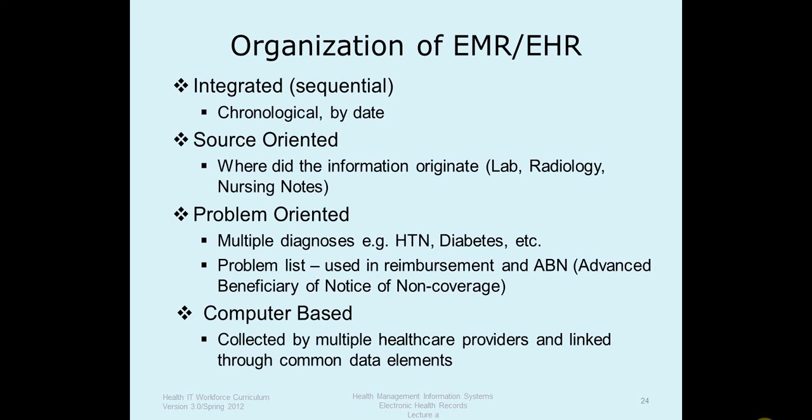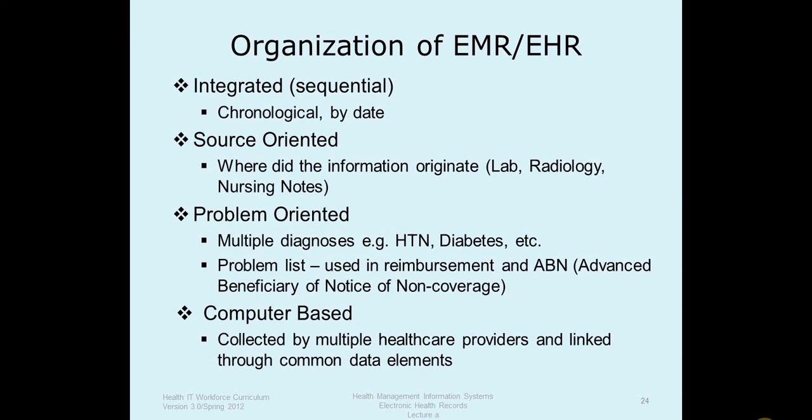So we're going to organize it by lab, by radiology, by the progress notes, the nursing notes. So we can look at these in sections instead of those individual source oriented areas that are grouped chronologically, so you can look at them by date. But again, it's grouped by that specific source. Where is that information coming from? Where do you get that blood count? You get it from lab. Where do you get that x-ray result? You get it from radiology. So it's grouped by where the source of that information is.